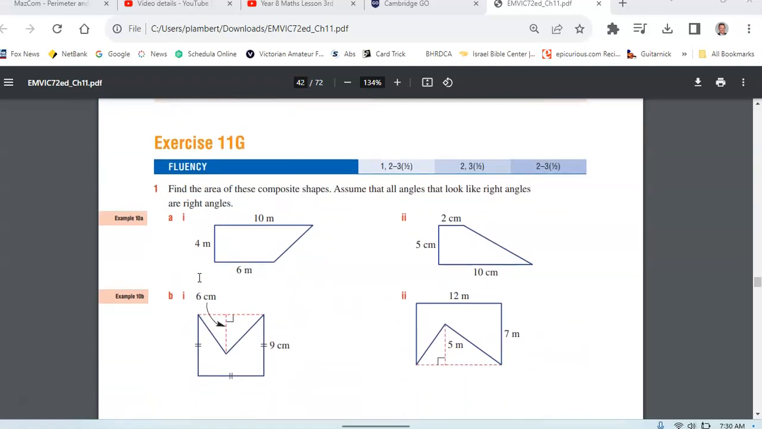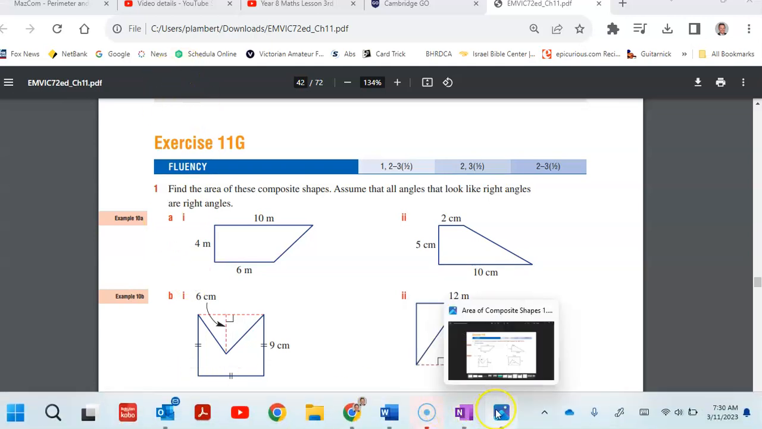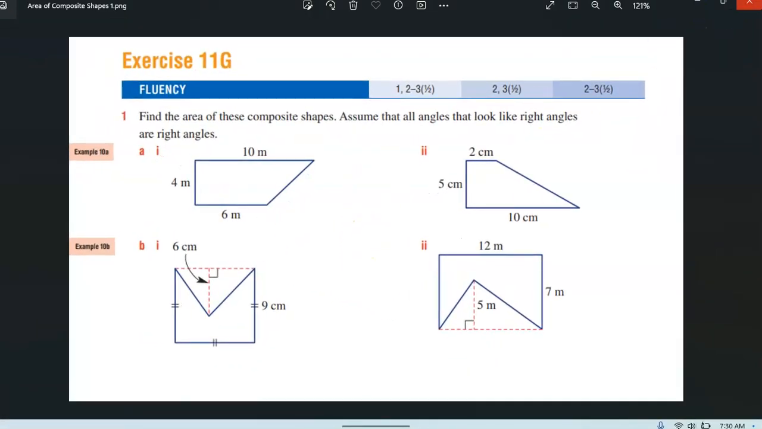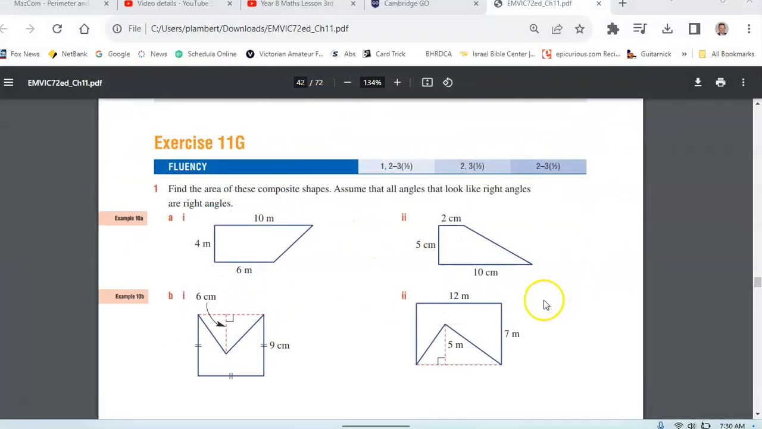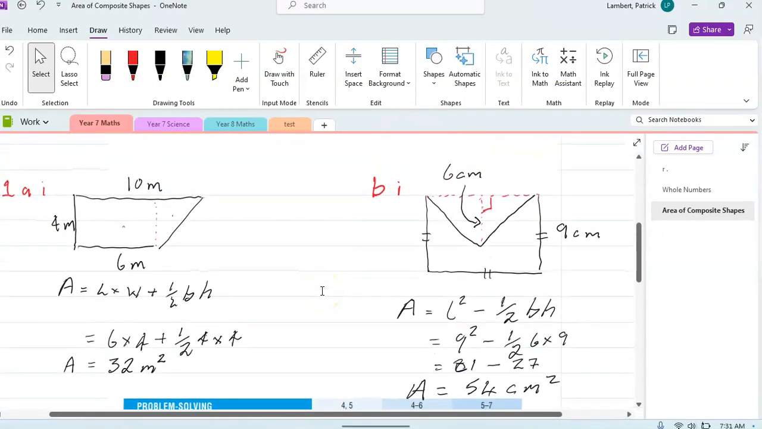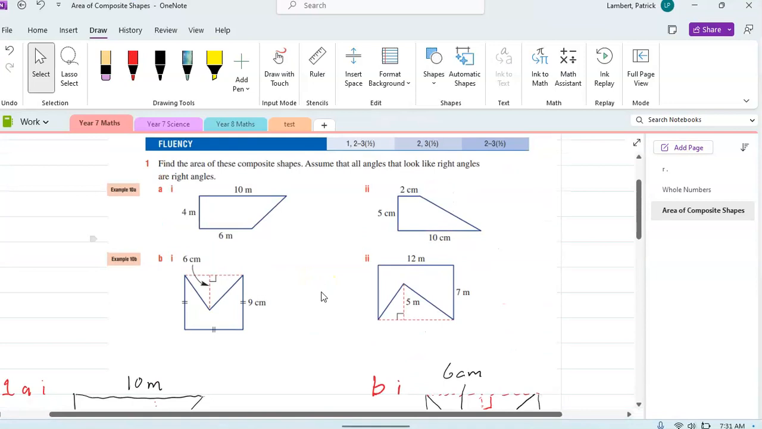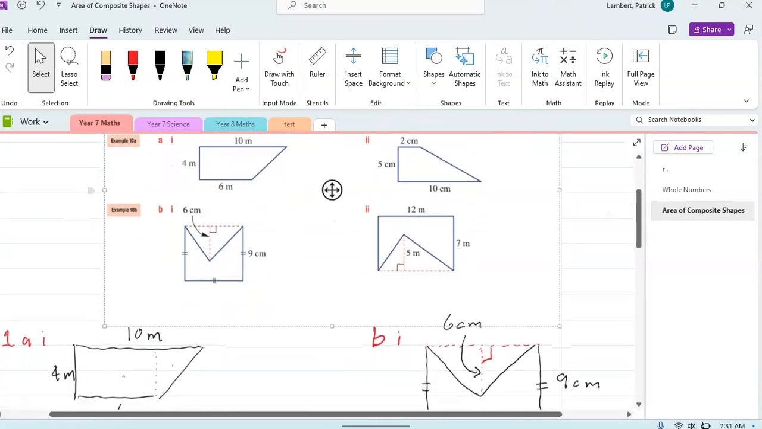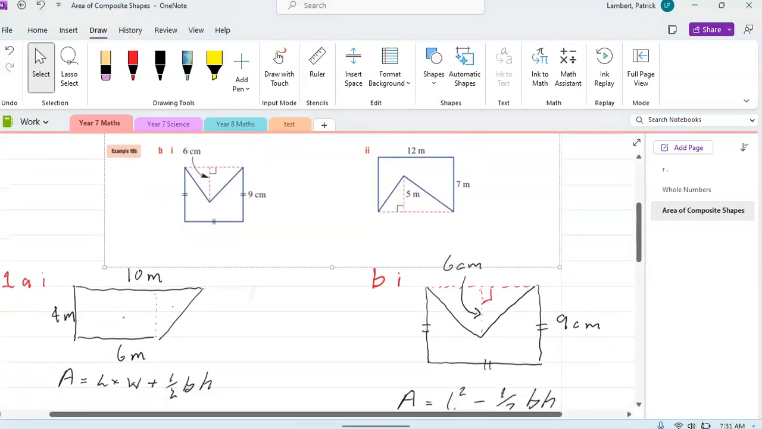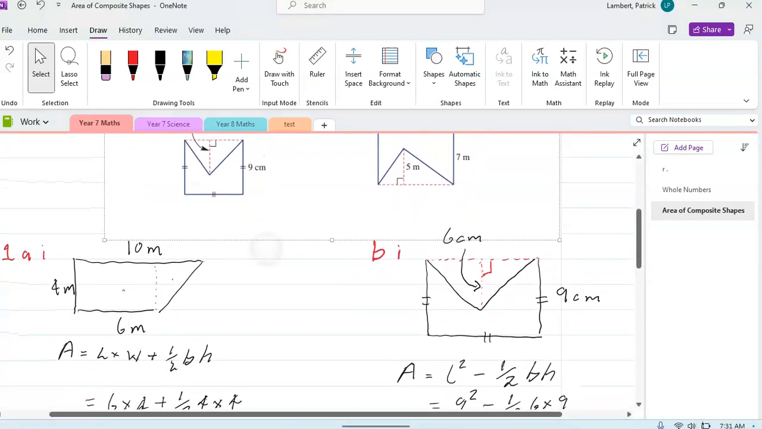So let's have a look at question 1. Apologies for that. Let's go to OneNote. Now I've done this out here. Question 1 here, of course, you're going to use your diagram. You use a Mathspace. And this one here, I've done it by hand, but it's 10 metres by 4 metres by 6 metres.